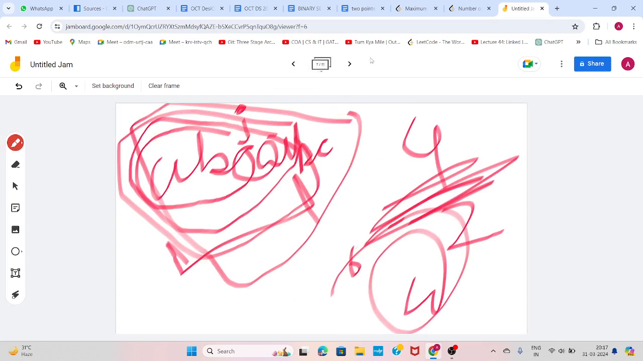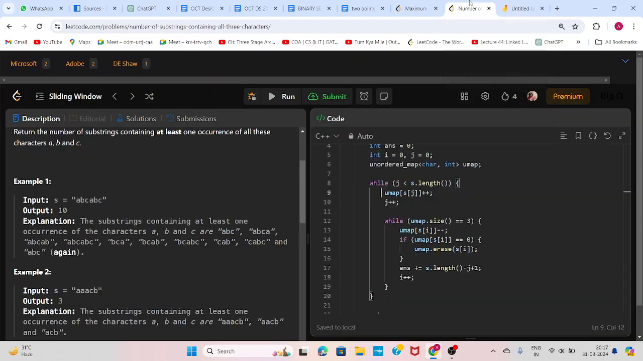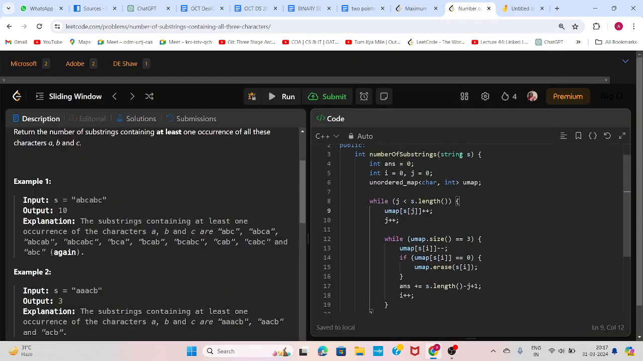So now let's check the code. Like I said, we made answer a variable to keep the record of our answer. Now we will have i and j pointers. We will take an unordered map, and then in the while loop we are adding the frequency of the strings in our map, and we are doing j plus plus.